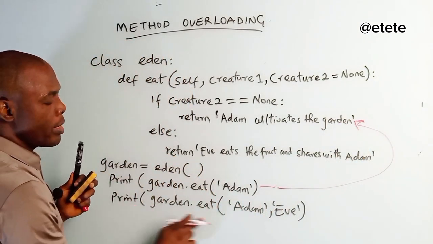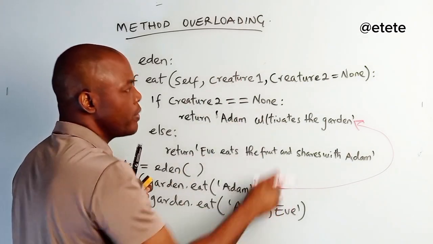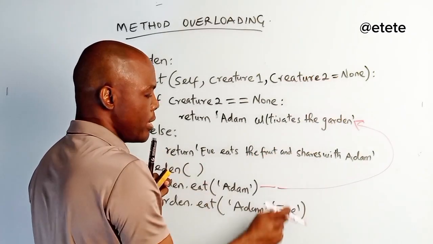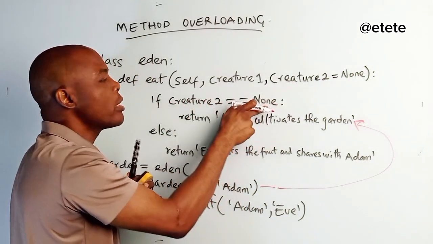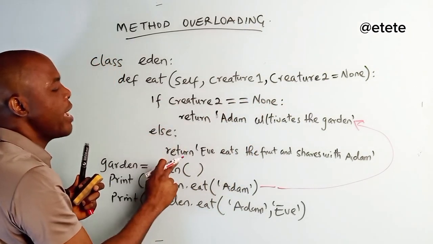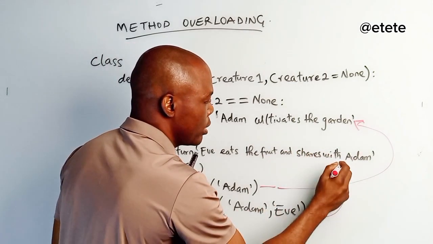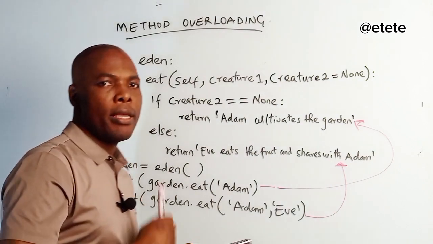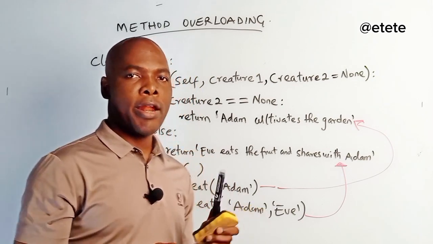So this one will give me this, right? While this one, because I have Adam supplied here, Adam is given to creature 1, then if is given to creature 2. That one will override this one. So this if will be assigned to creature 2. Then it will come in. If creature 2 equals none, now creature 2 is not none. So it will not enter into this if. It will come to the else and it will return if eat the fruit and shares with Adam. So this one will return this. Now this is how you implement method overloading in Python by working around it, right?